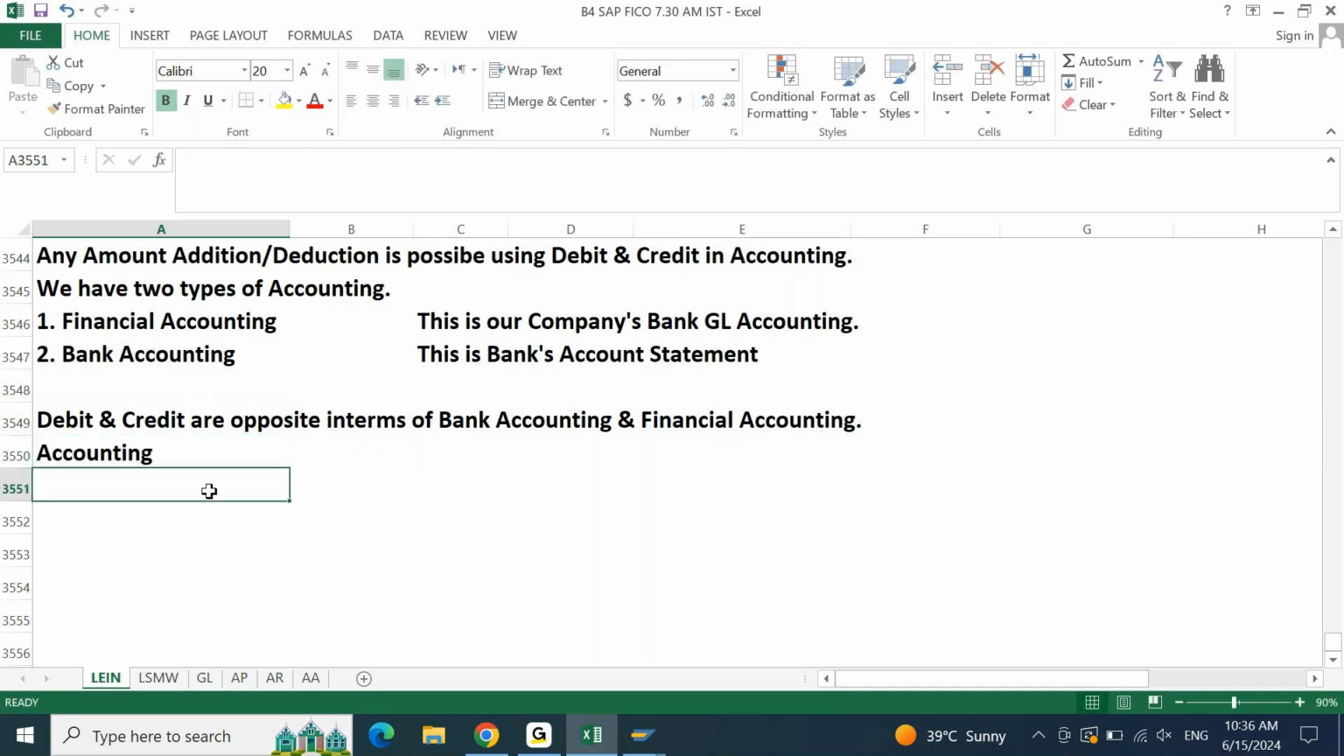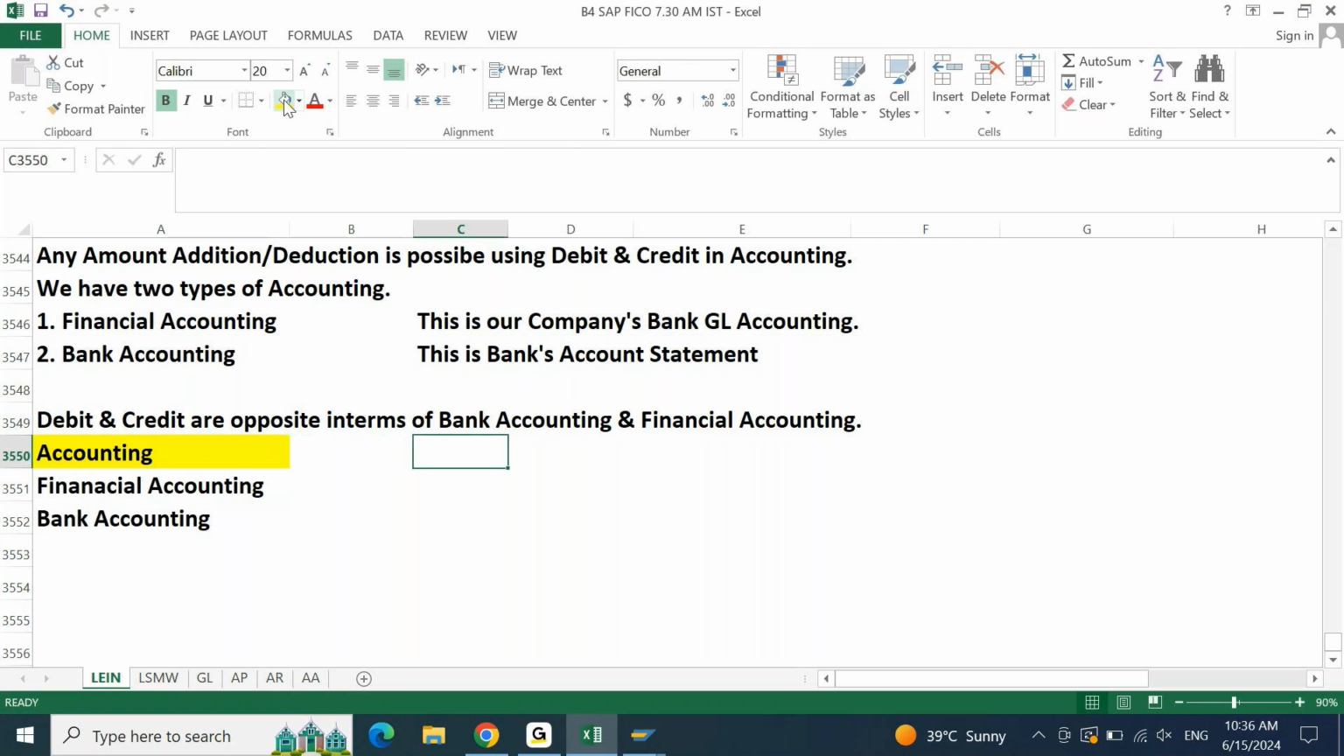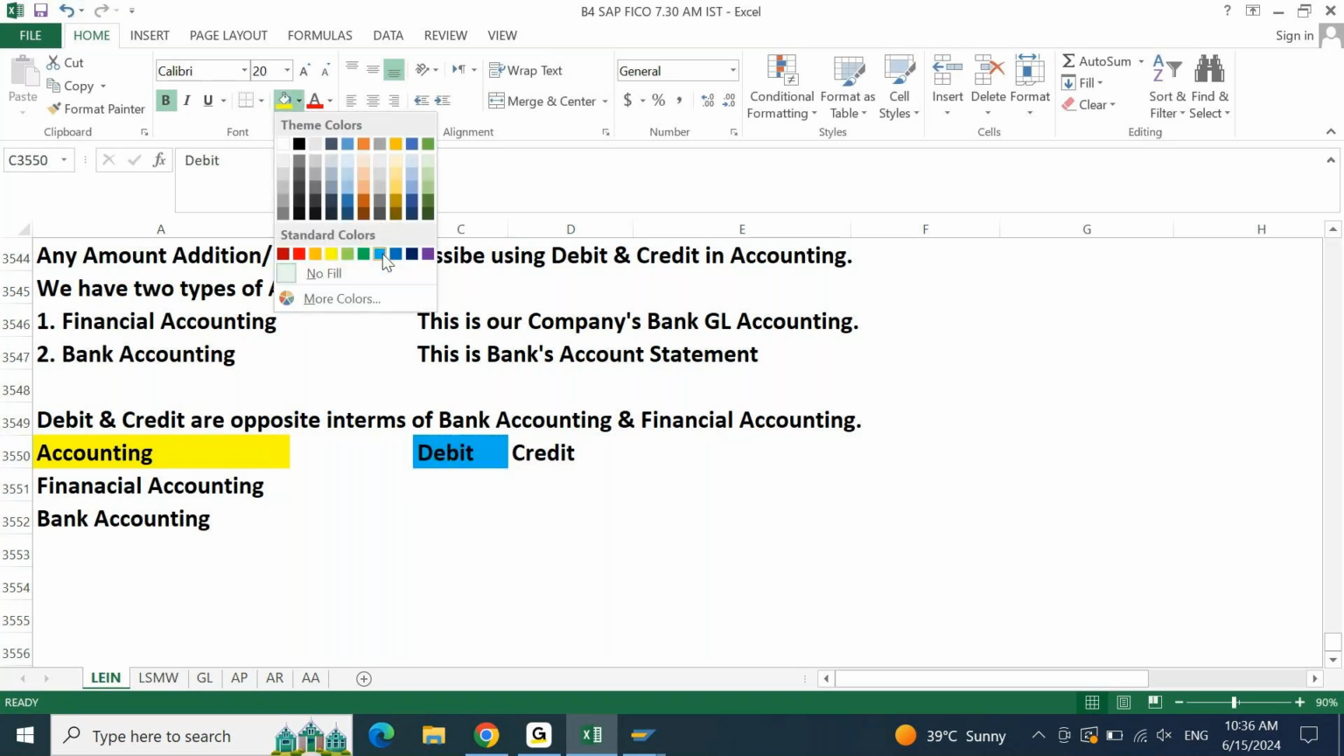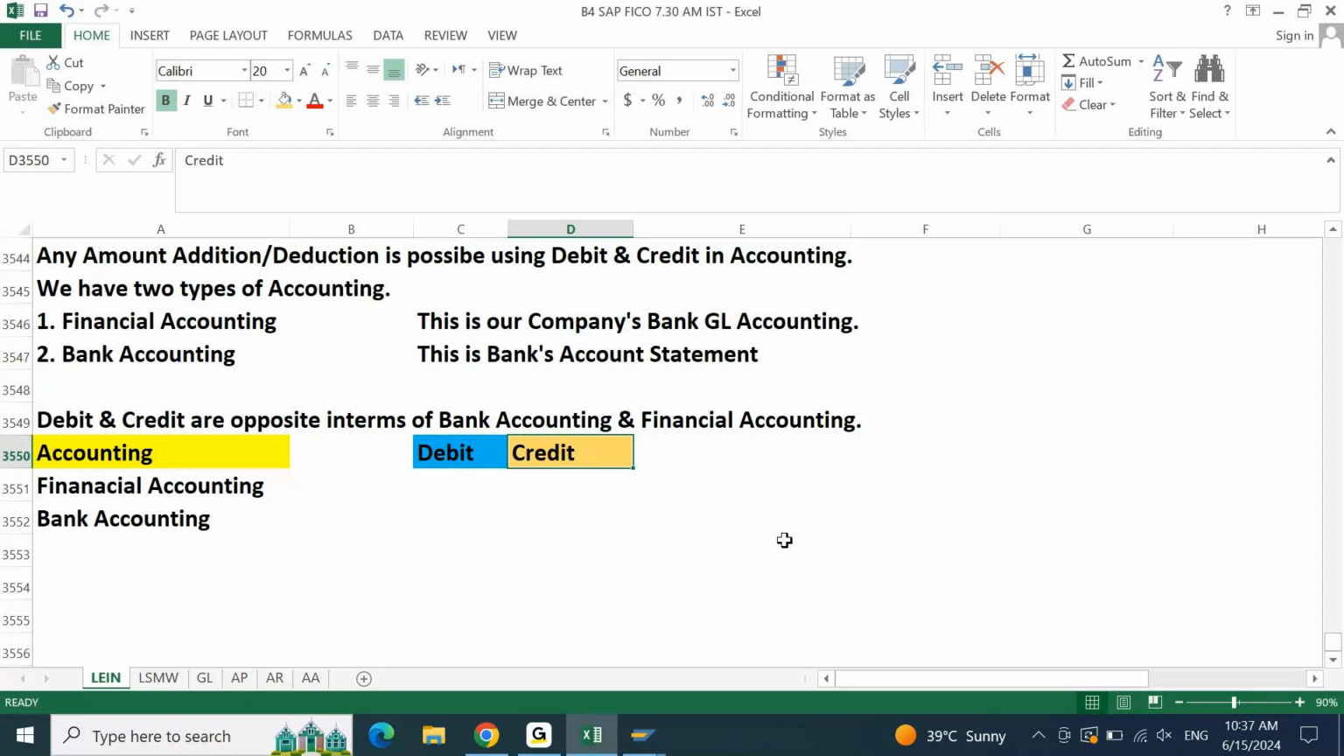Now let us write accounting here. Okay, here I'll put financial accounting. Next one, I'll put bank accounting. And similarly, I'll put debit here, I'll put credit here. I'll write debit and also I will write a credit here. Meaning, we need to understand what is debit, what is credit in terms of financial accounting, in terms of bank accounting.